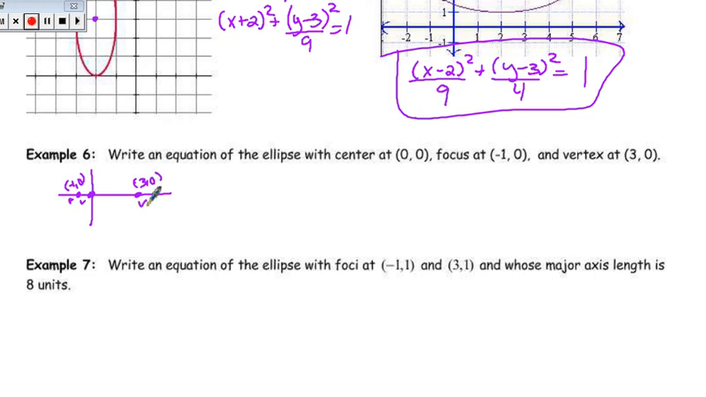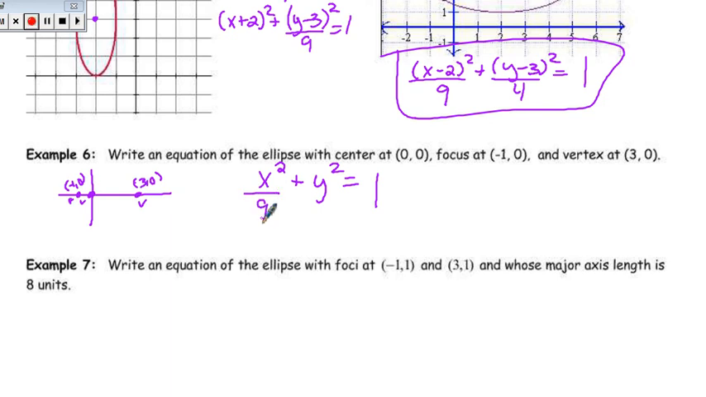So since the center, the foci, and the vertex are all aligned horizontally, I know that I have a horizontal ellipse, and I know that the bigger number will go onto the x squared. I can also see that the center is at 0, 0, so I don't have that minus h, minus k thing. So it is going to be x squared plus y squared is equal to 1. I can count out that a value. So from 0, 0 to 3, 0, that would be 3 units. And I square that, that's 9.